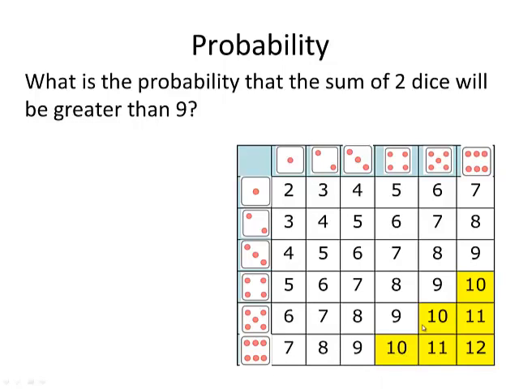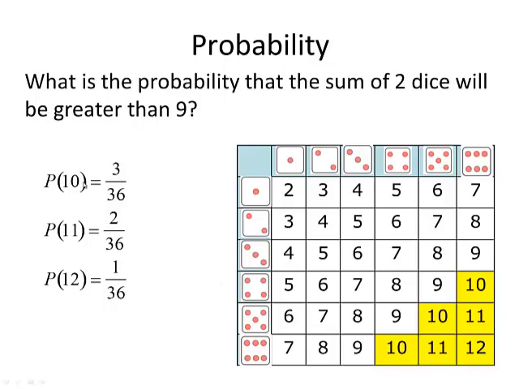Greater than 9 is 10, 11, and 12. 3 ways to make 10, 2 ways to make 11, and only 1 way to make 12. And that will be probability of greater than 9 is 6 out of 36, or 1/6.